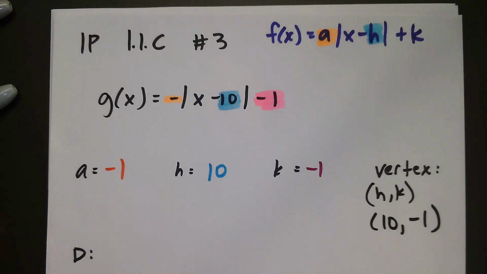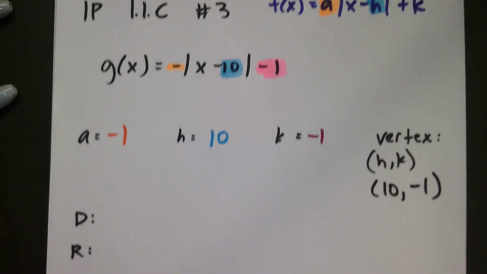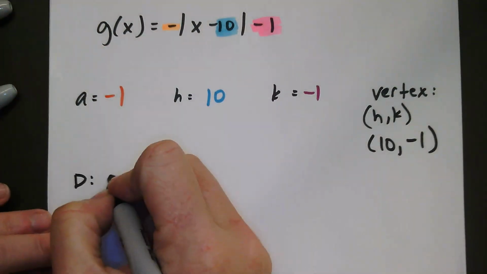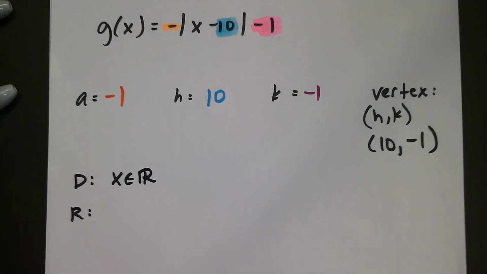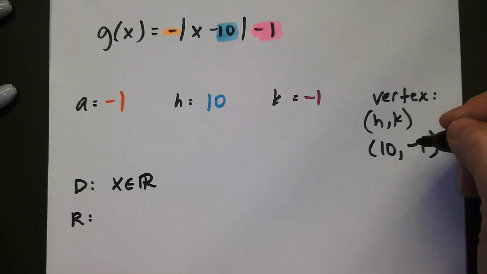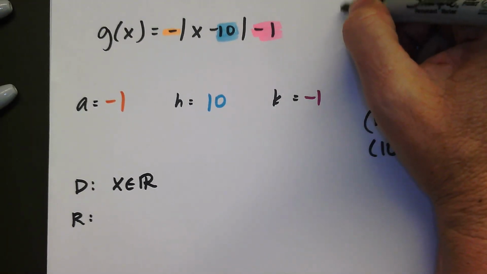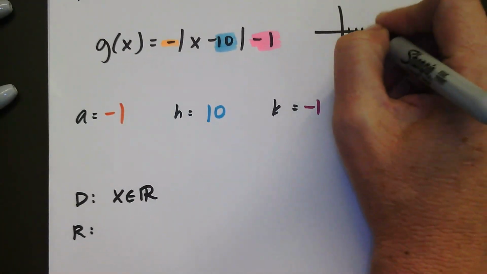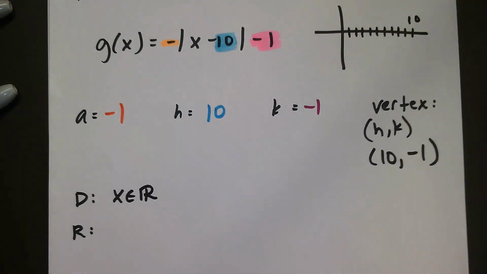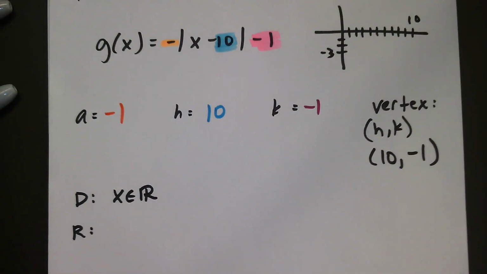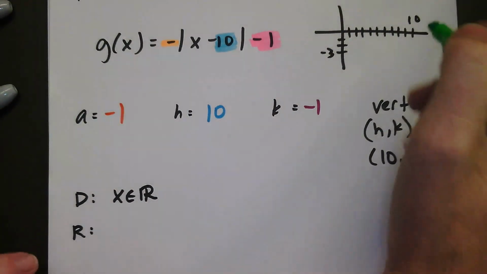Then I was asked to find the domain and the range, and then we'll talk about stretch, shrink, and reflection. So let's see. My domain here is going to be the same domain for all of my absolute value functions. It's just x is all real numbers. And that's because if I graphed it, I wasn't asked to graph, but if I did, that would be (10, -1). So on my x-axis, I'm moving out 1, 2, 3, 4, 5, 6, 7, 8, 9, 10. And then my y value, 1 down. My vertex is all the way over here at (10, -1).